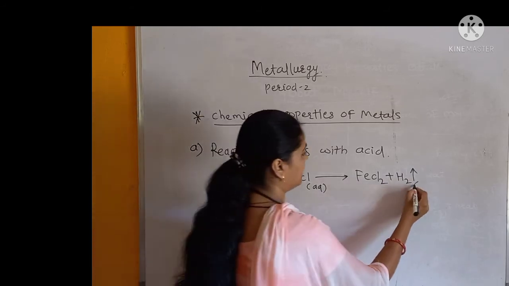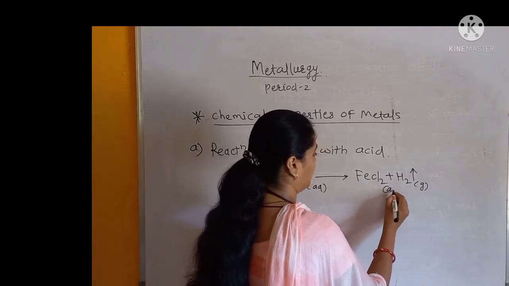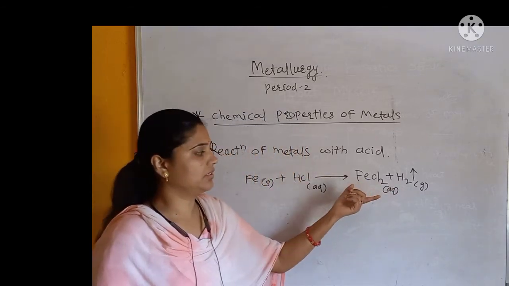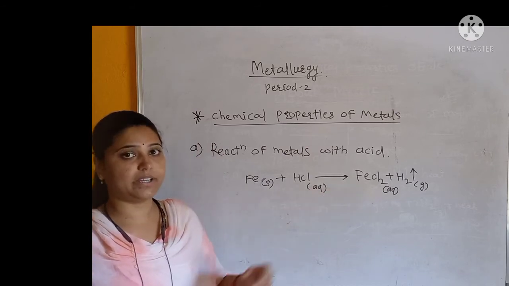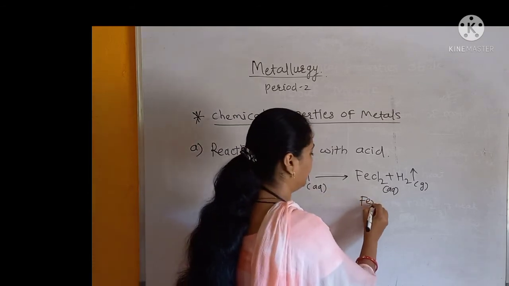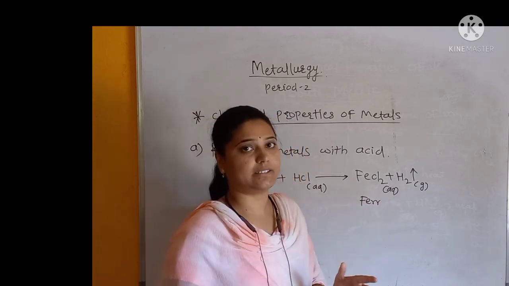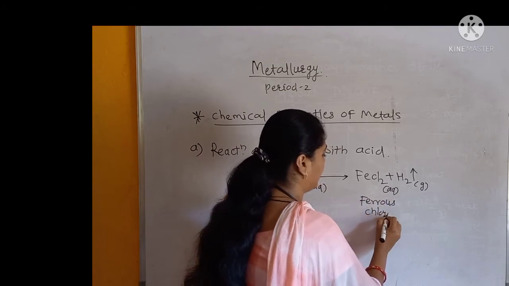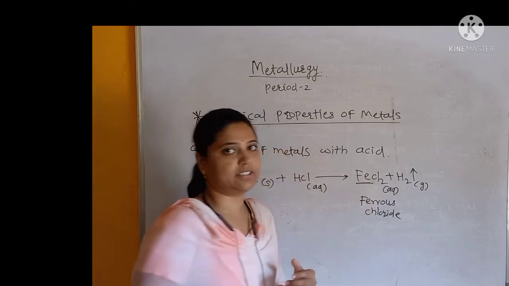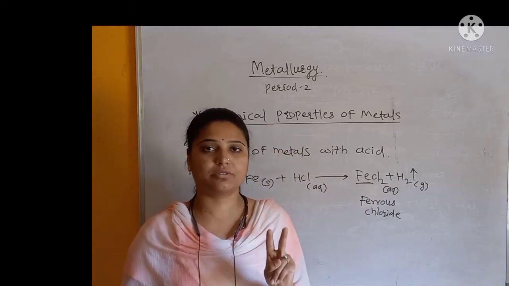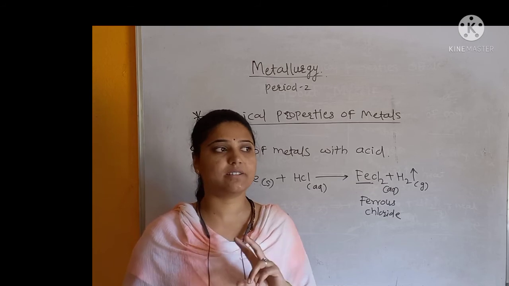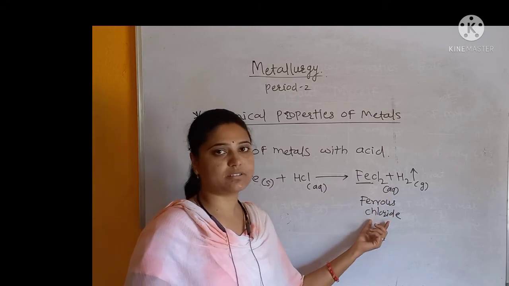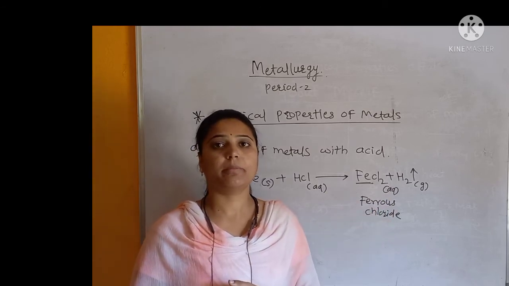Hydrogen is in gaseous state, iron is in solid state. This is the salt, basically in aqueous state. We have taken the acid in aqueous state, so the ferrous chloride is aqueous. It is ferrous chloride, not ferric. If FeCl3, then ferric, and FeCl2 is ferrous. Iron sometimes has valency 2, sometimes valency 3. Its valency is variable. So when the valency is 2, meaning FeCl2, we call it ferrous chloride, and FeCl3 we call ferric chloride.